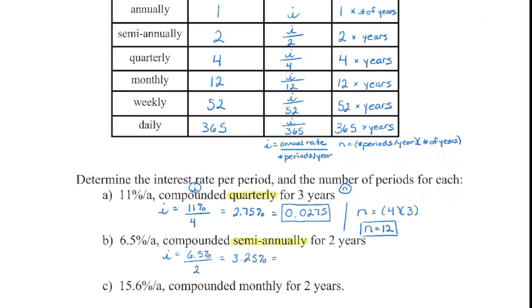And again, we're going to change that into a decimal. Divide it by 100 and we're going to get 0.0325. And again, you do not want to round this off. Keep that as the exact value. That's the number that goes into the formula.